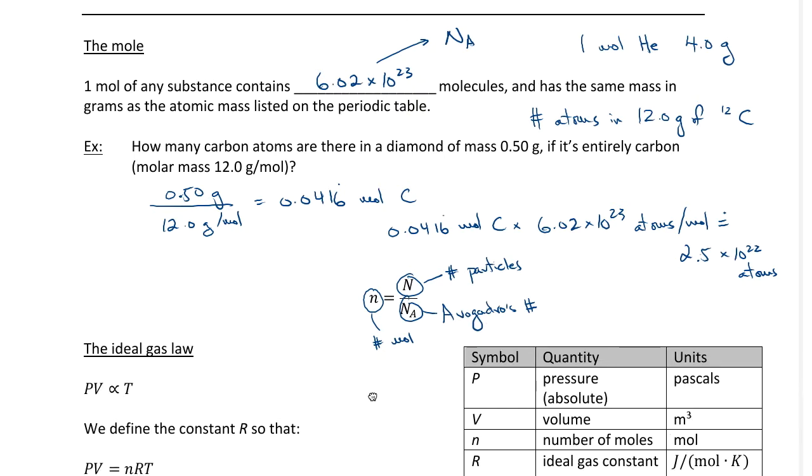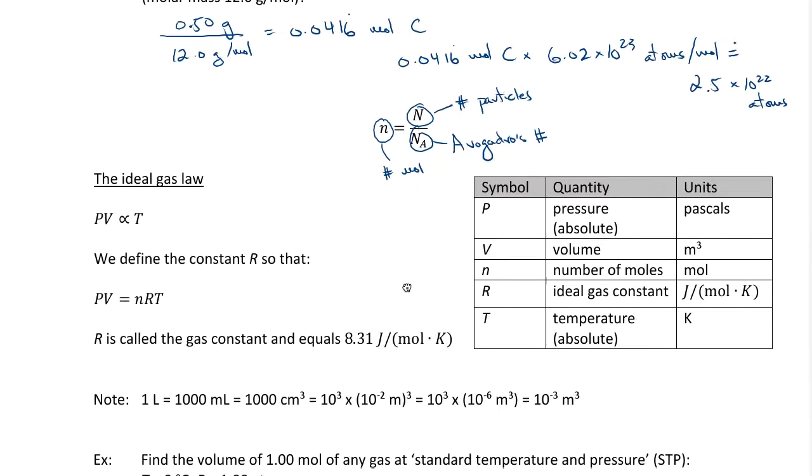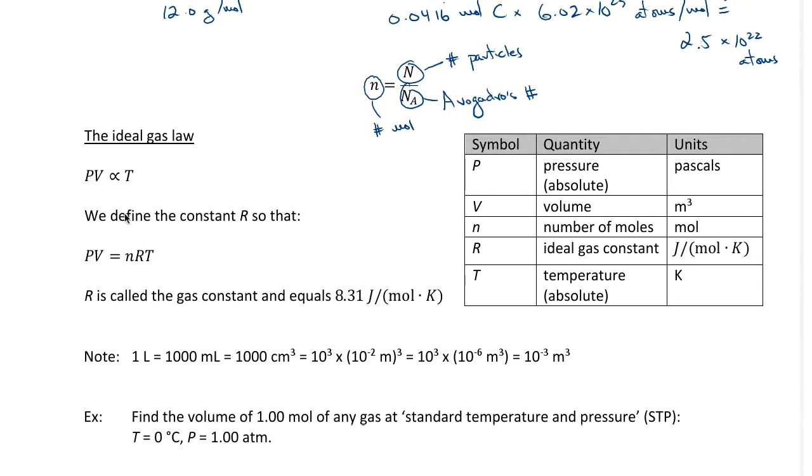Now that we have that concept of the mole, we can use our previously discovered relationship between the pressure, volume, and absolute temperature of a gas, specifically that the product of the pressure and the volume is proportional to the absolute temperature, and now introduce the number of moles, the amount of gas. We do that by defining the constant R so that PV is equal to little n RT.